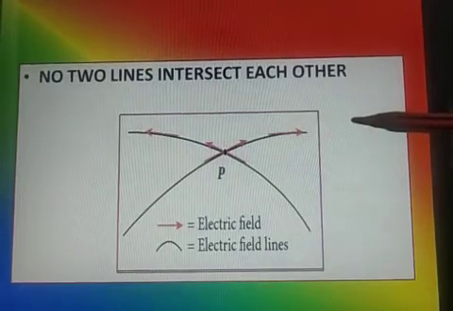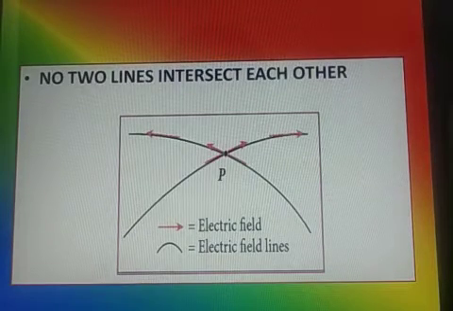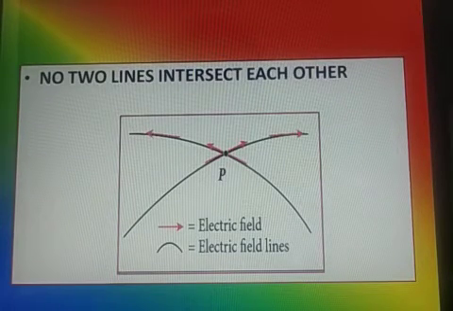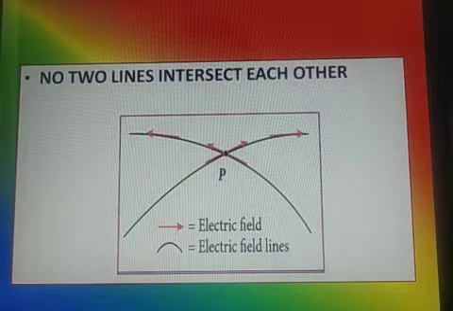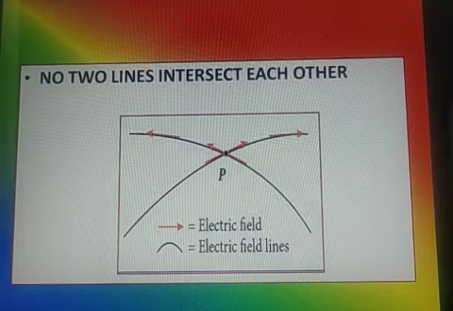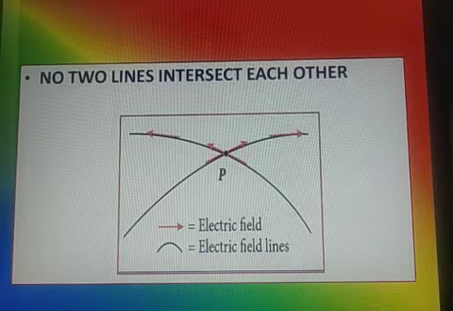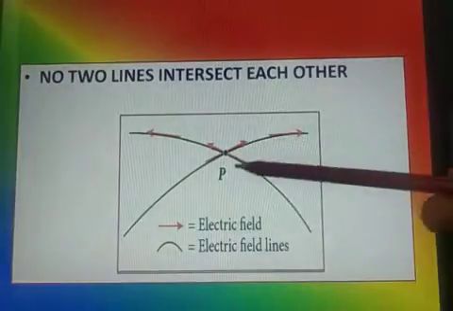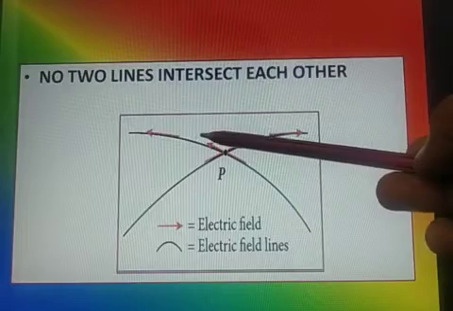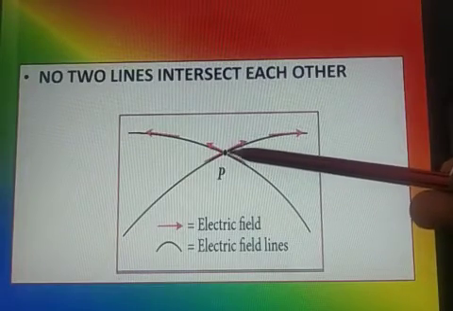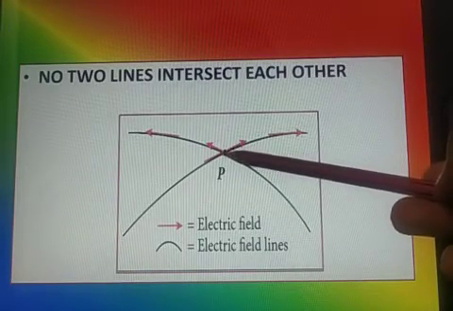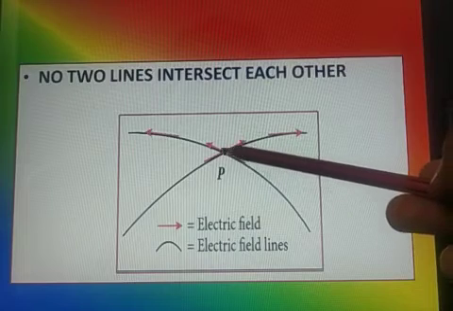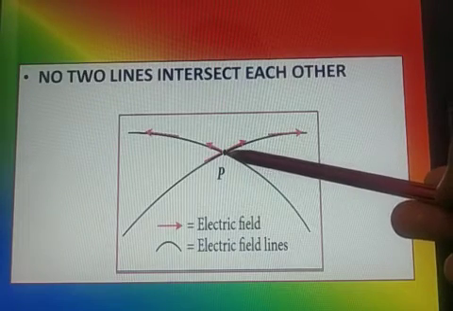Another important point is that no two electric field lines intersect each other. Electric field lines never intersect each other. Why? What is the reason for that? Look at this picture. In this, two electric field lines are drawn crossing in direction. We consider the point P, the point of intersection, and a charge is placed there.